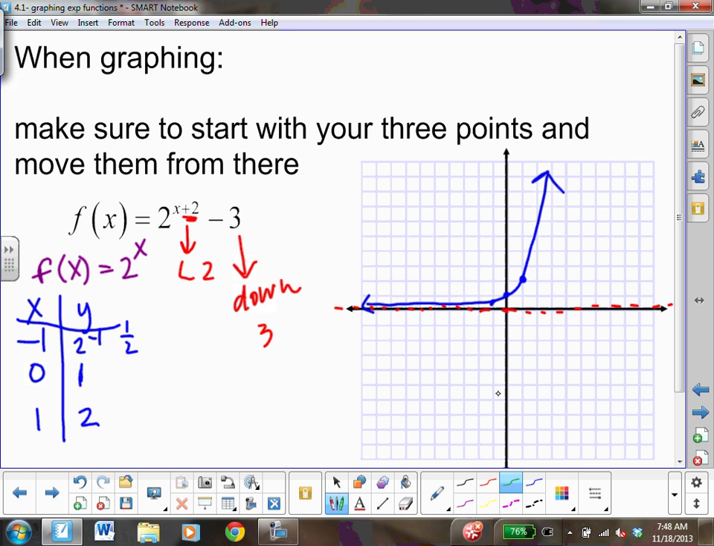So whenever I have a vertical shift, my asymptote is going to shift as well. So my asymptote is going to shift down 3. So here's my new asymptote. And then every point is going to shift down 3 and to the left 2. Down 1, 2, 3, and to the left 1, 2. So my final function is here.